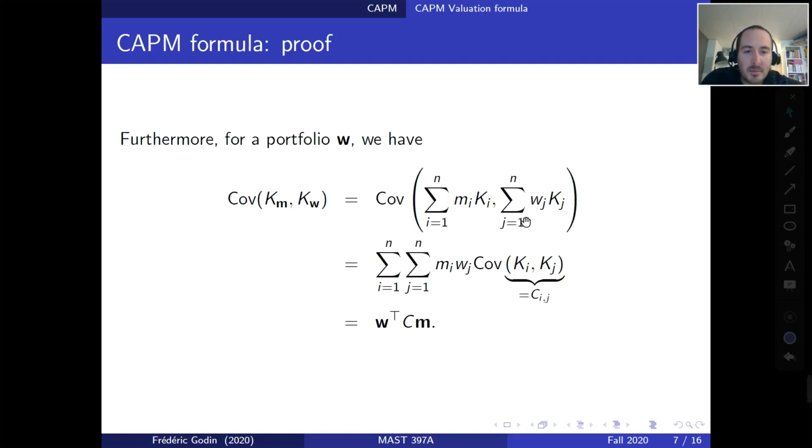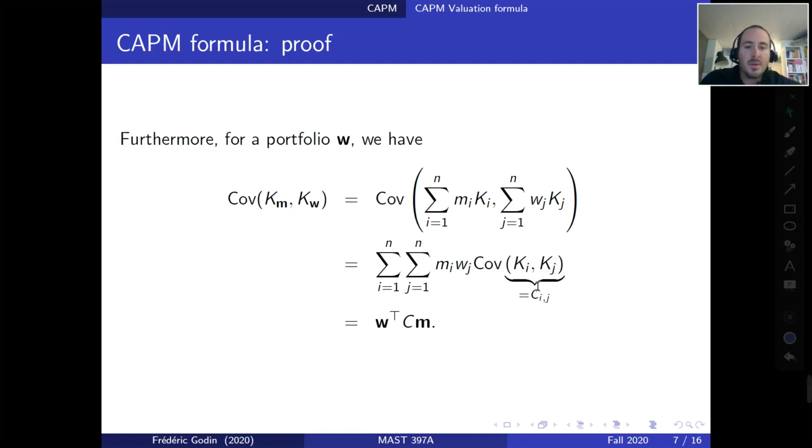So here the sums and the coefficients M and W can be taken out of the covariance because all these are constants, and the covariance is a linear function of both its arguments. Okay, so we can take the sums and the constants outside of the covariance, and this becomes the covariance between R_i and R_j, the ith asset and jth asset.